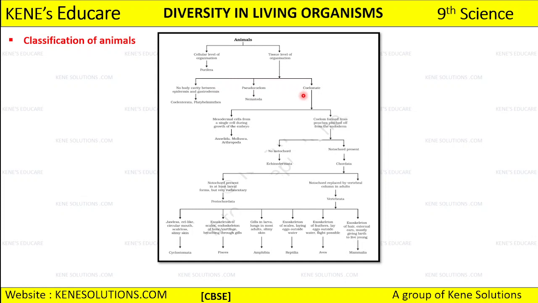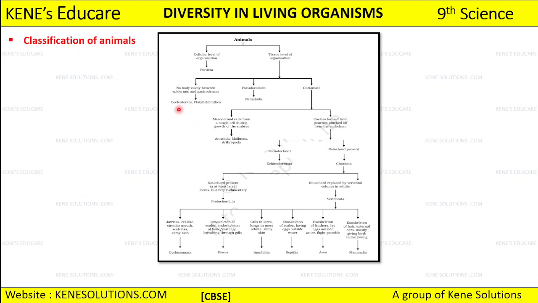and the tissue level of organization can again be divided into three, where we have coelomate, pseudocoelomate, and no body cavity between the epidermis and the gastrodermis. You can say pseudocoelomate means false body cavity, coelomate means the body cavity is present, and one will be no body cavity existing between the epidermis and the gastrodermis. Okay, Coelenterata and Platyhelminthes, these are two different phyla, right?